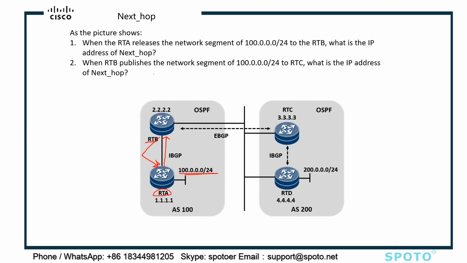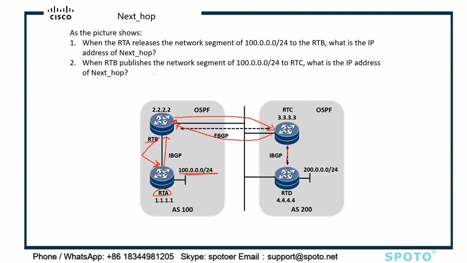And then RTB will send this route to its own eBGP neighbor RTC. In this situation, when RTC receives the route, the next hop will be RTB. It means when RTB sends the route to the eBGP neighbor, it will change the next hop to itself. So when RTC receives it, the next hop is RTB's this interface.